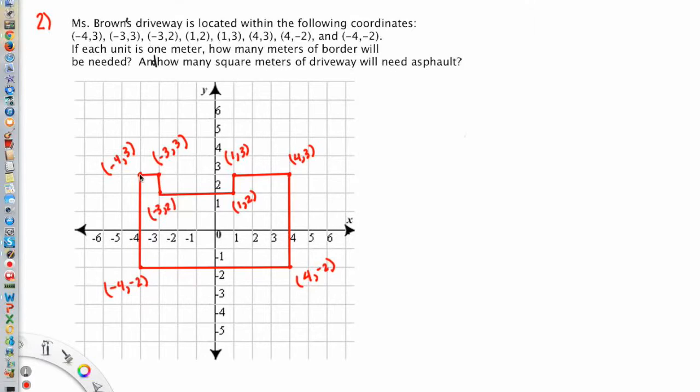So let's start here with these 2 points, -4, 3 and -3, 3. What we're doing here is we have a horizontal line, and when we're working with horizontal lines, we're going to focus on our x coordinate, the first coordinate, which is x. Both of the x coordinates are negative numbers. So when they're both the same, we're going to take the absolute value of both of them and find the difference.